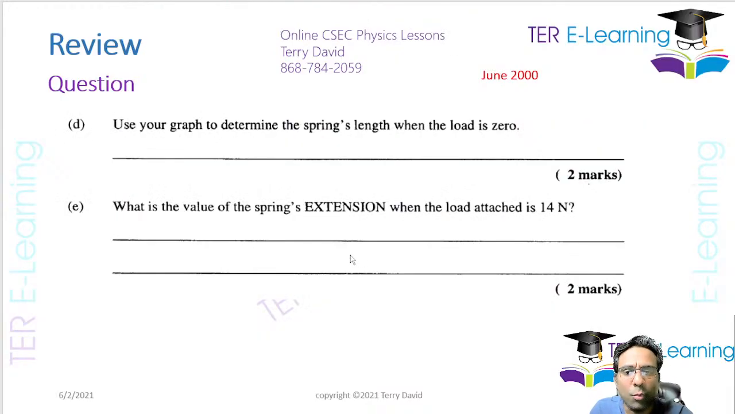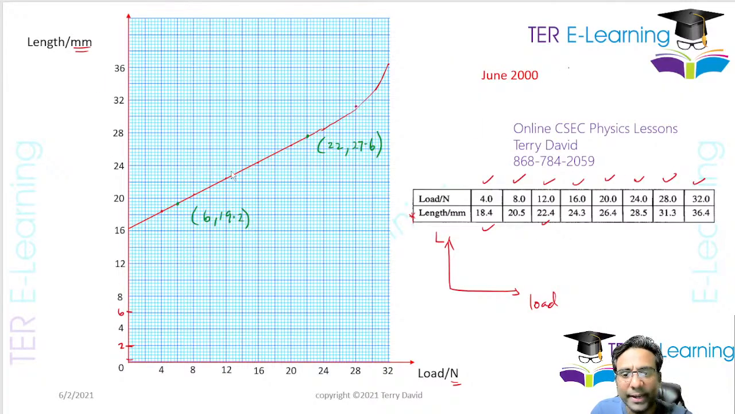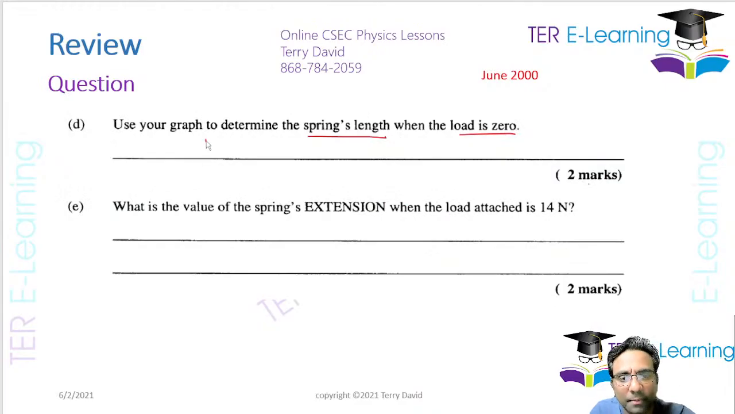Right, now let's see what they want us to do. Use the graph to determine the spring's length when the load is 0. So all they want us to do here is read off what this value is. Where am I cutting my y-axis? Because remember, that corresponds to 0 load, right? So that is going to be 16.4 millimeters. If you read off that, that's going to be 16.4 millimeters. Okay?